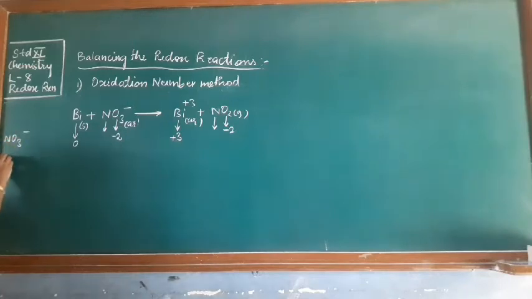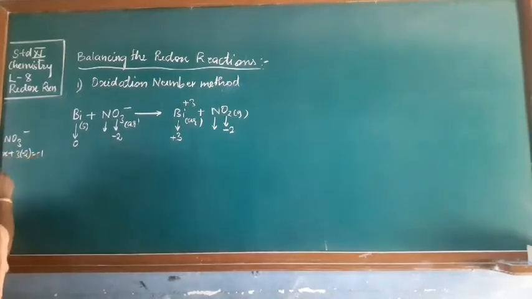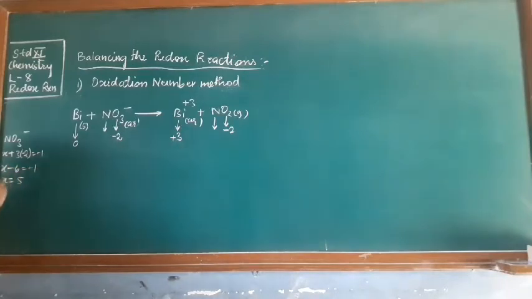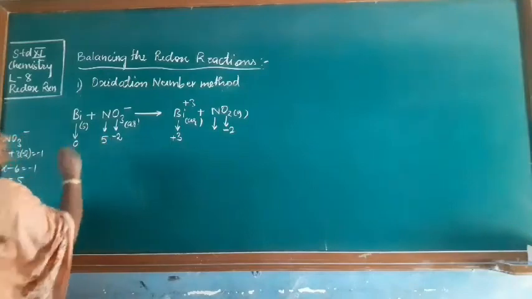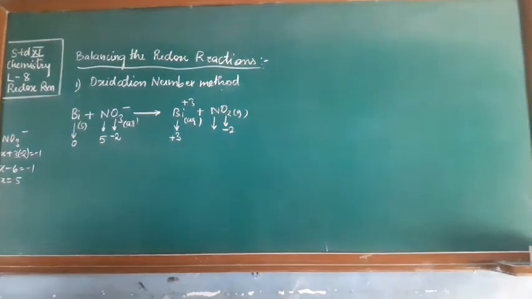NO3 minus. Let X be the oxidation number of N. So X plus 3 into -2, which is equal to -1. So X minus 6 is equal to -1, so X is equal to 5. Okay, 6 minus 1 will be equal to 5. So in this case nitrogen has oxidation number 5.